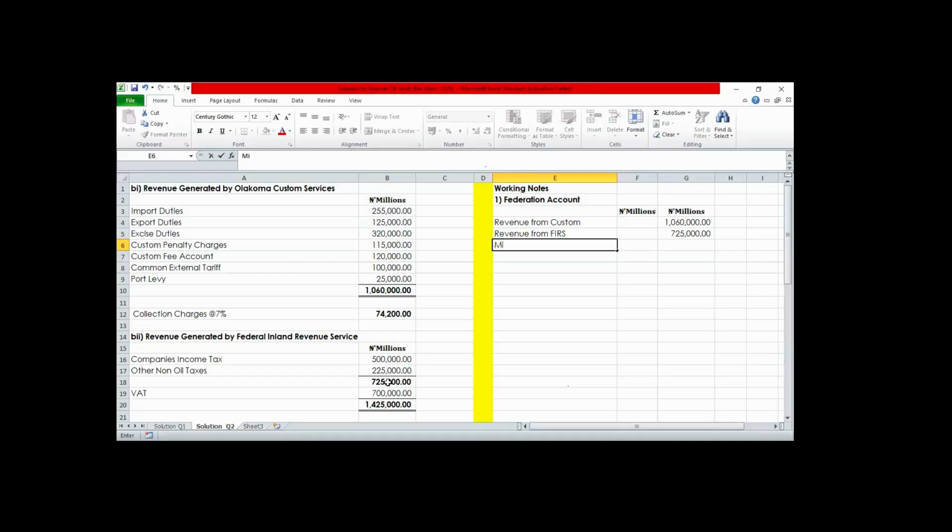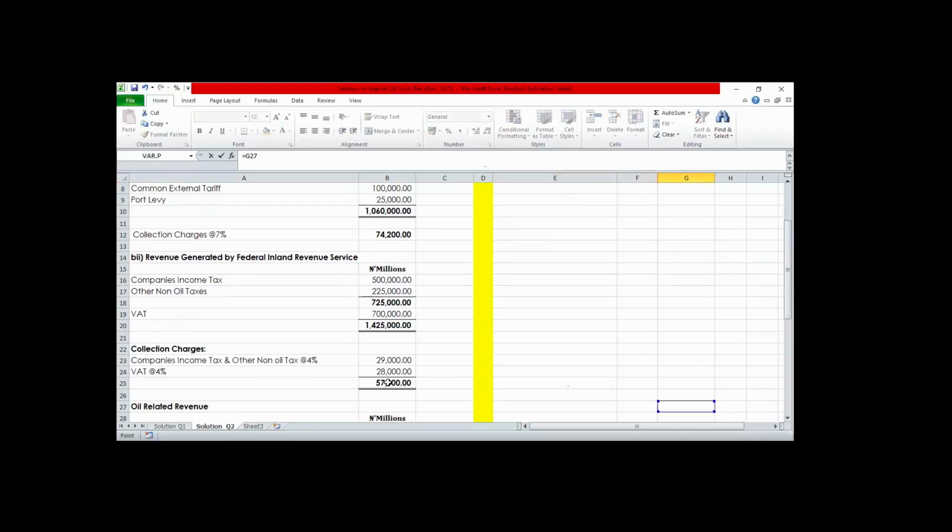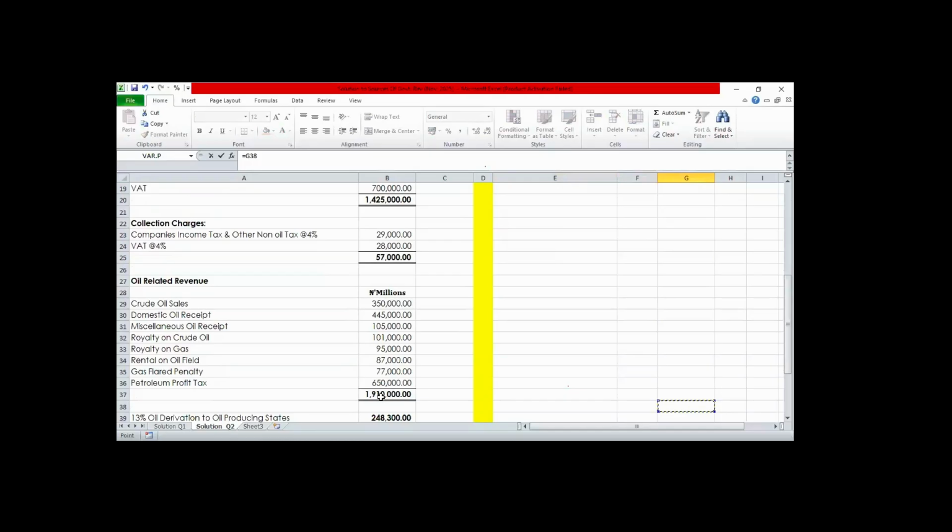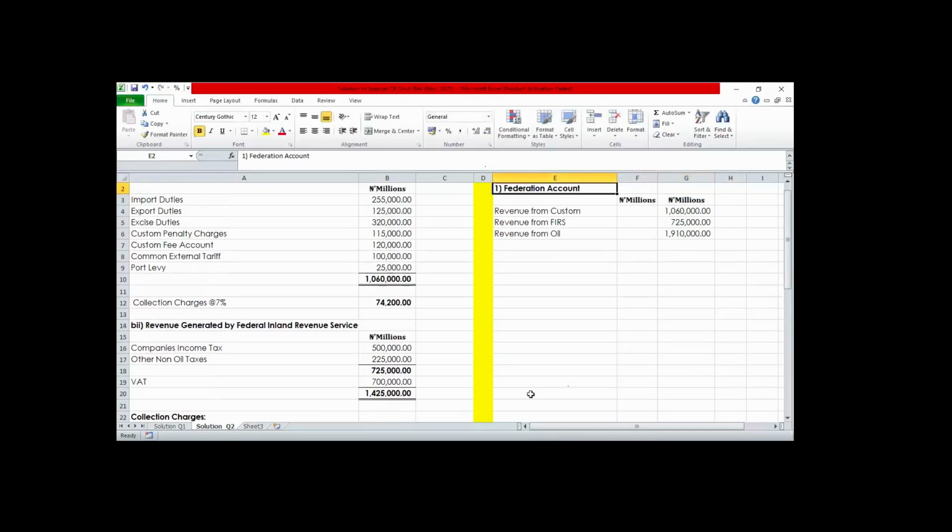Now, mining, revenue from petroleum, from oil. Now, oil revenue, how much is that? This is it, 1910. This is the total of the figures we have. Then from there, collection charges.